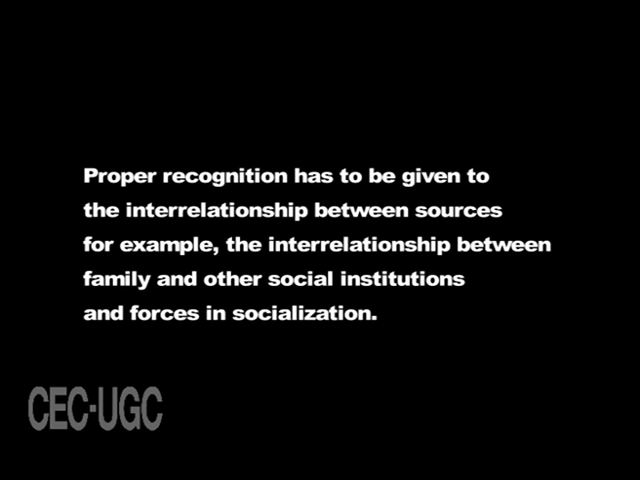Guidelines for historical research. To overcome the limitations or difficulties as discussed above, while undertaking a historical research, the following would be fruitful to the researcher. The researcher can use primary sources extensively as far as possible. Personal biases have to be eliminated or should not be allowed to influence the research procedure. Proper recognition has to be given to the interrelationship between sources, for example, the interrelationship between family and other social institutions and forces in socialization.